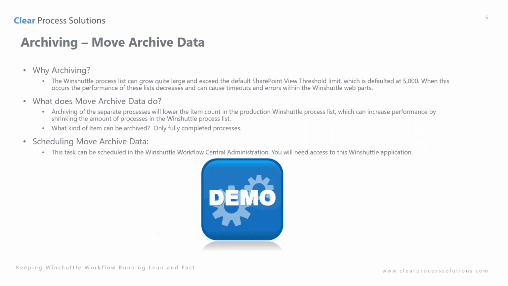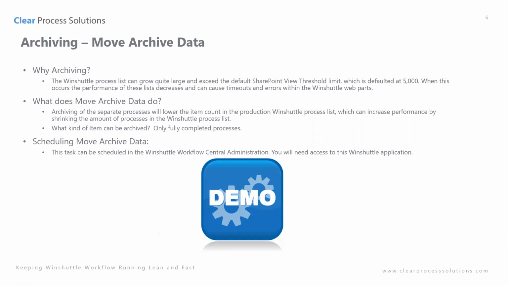So it can impact the web parts on the main page. Sometimes you'll get errors on the web parts if you're over the threshold limit. And other times it just may slow everything down and slow form loads and form submits and everything. So all of that together can actually impact performance greatly. So what happens when we archive? Well, archiving is exactly what I write here. It actually is really lowering the count in the process list.